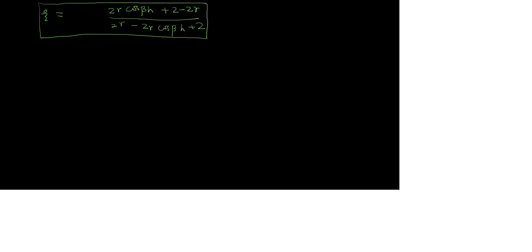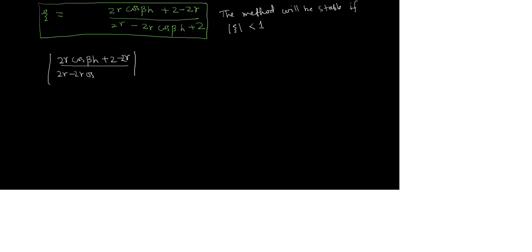Now see, the von Neumann stability analysis tells me that this method will be stable if the mod of ζ is less than 1. So again we are at the same stage: 2r cosine β h plus 2 minus 2r divided by 2r minus 2r cosine β h plus 2 is less than 1. And again this we have already seen is always true, this is true for every r greater than 0.